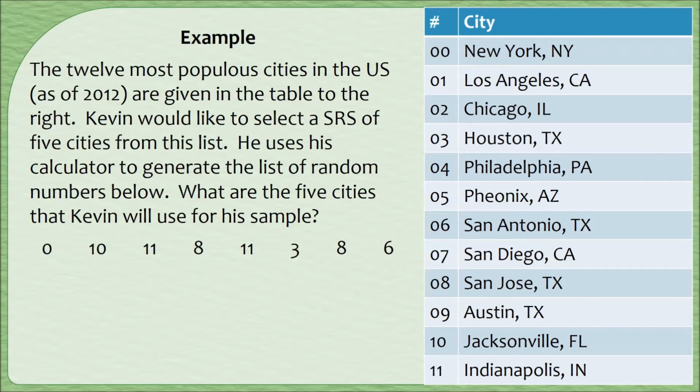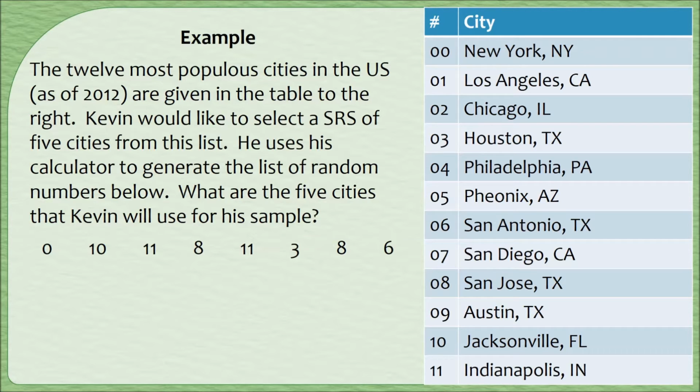Now, the first thing that we have to do is make sure all of our cities are numbered, which we've done. We've numbered New York, New York as city number 0, and Indianapolis, Indiana as city number 11. This is because Kevin's random number generator starts at 0 instead of starting at 1, so to give every city an equally likely chance of being selected, he started numbering his cities with 0.